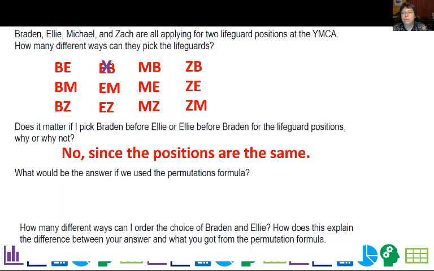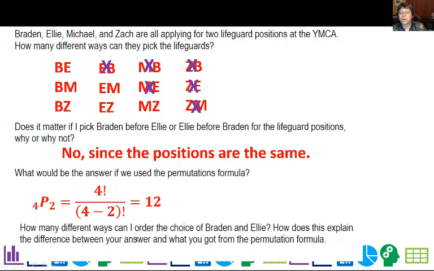Well, what other ones are double counted? I have Braden and Michael, but I also have Michael and Braden. I have Ellie and Michael, and Michael and Ellie, that's the same. That one's new. And then I go, oh, I already have Braden and Zach. And then Ellie and Zach I already have, and Michael and Zach. So I'm really left with only 6 different ways. But if I did the permutation formula, I would get 12 instead of 6.